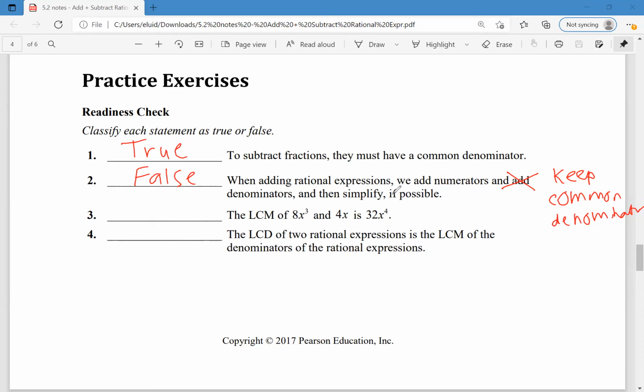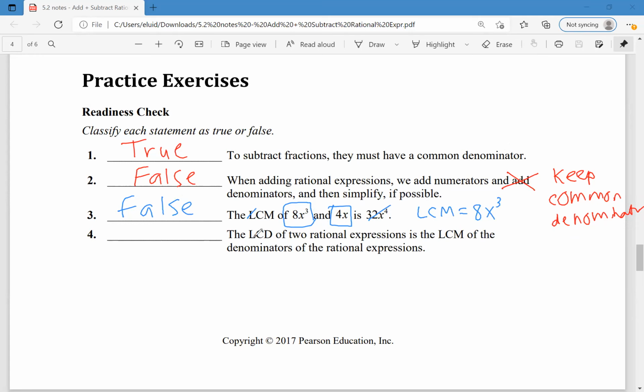All right, number 3 is about an LCM question. The LCM of 8x to the third and 4x is 32x to the fourth. No, that's what we get if we multiply them together, so it is a common multiple, but it's not the least common multiple. So no, false. Now what is the least common multiple? Well, 4 goes into 8, so the least common multiple would just need an 8. We wouldn't need that 32. And then between those powers of x, we just need whichever one is higher between the 1 exponent or the 3 exponent. So just the 3 exponent. So the LCM would actually just be 8x to the third.